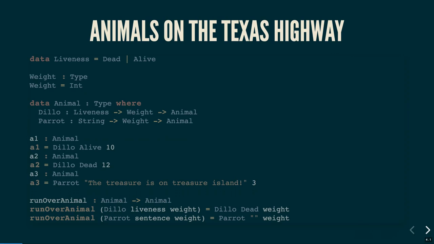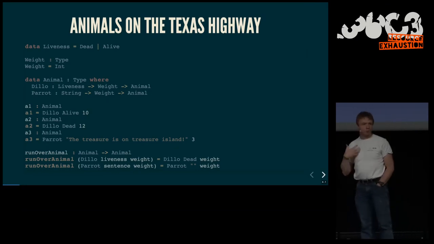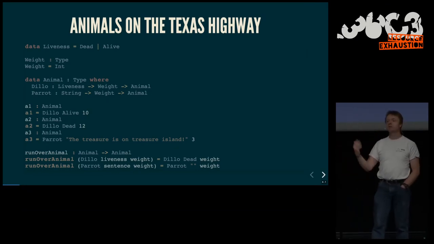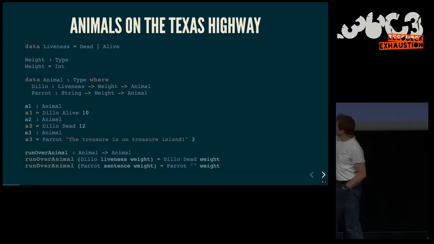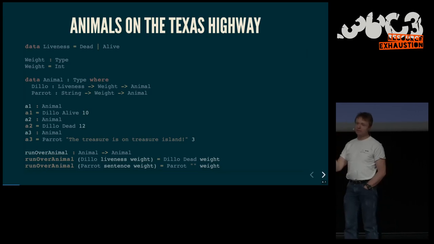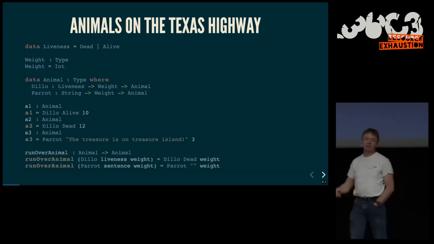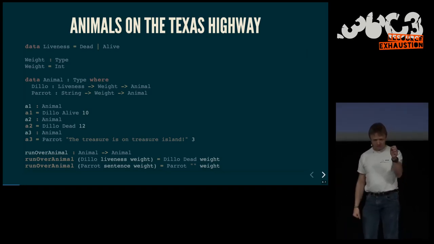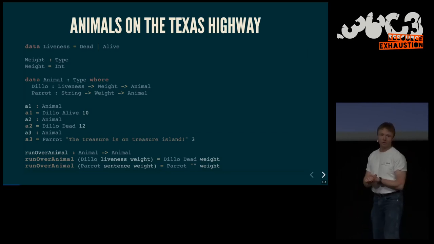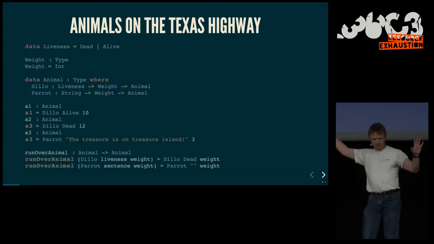So let me try explaining this one. This is a classic example in functional programming that I use often in my talks. It's about animals on the Texas highway. And if you can see there, the central definition, it says data Animal. That's the data definition of animals. And in this particular version of the Texas highway, there are two different kinds of animals. There is Armadillo, where it says Dillo there. And there's Parrot, for some reason, on the Texas highway. Does that make sense? Two different kinds of animals? And you see that definition? Yeah, nod.